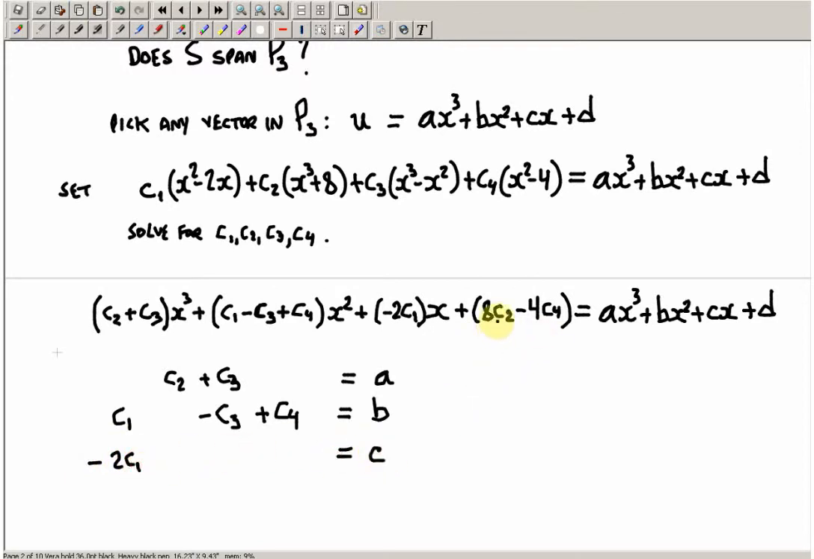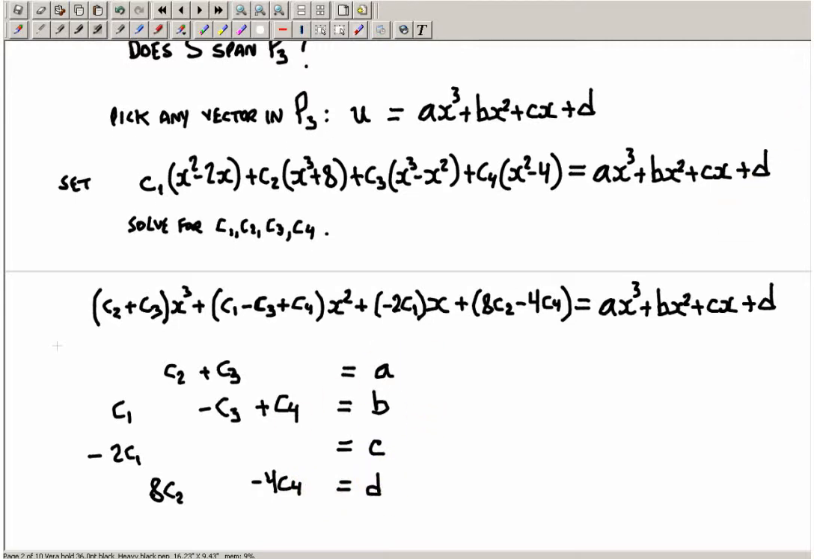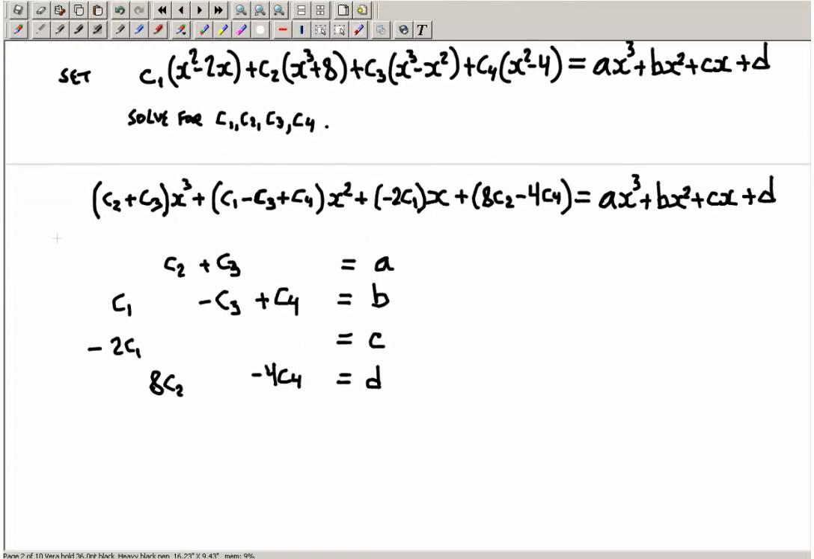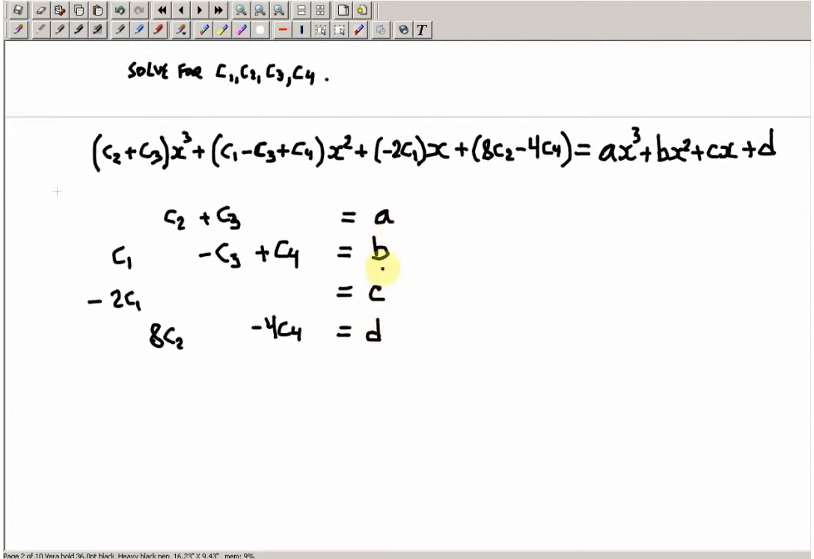And then finally, the last coefficient, the independent term, equals D. So that would be 8C2 minus 4C4 equals D. Okay, so that's the system that we need to solve. Notice that these are not specific numbers, so it will be kind of hard to solve this in the calculator, right? So let me write the system here for you.